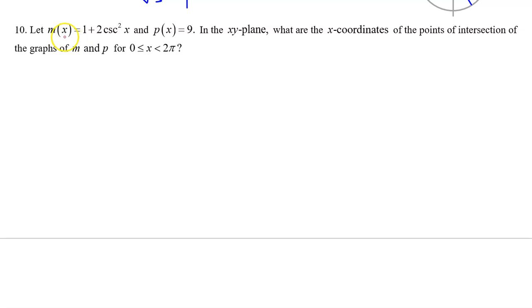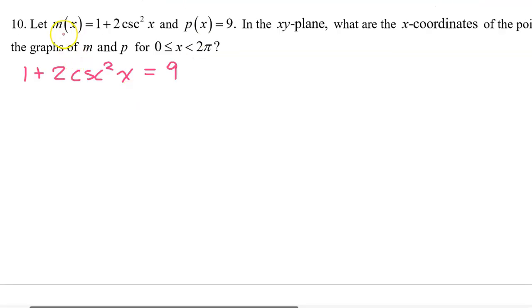Number 10. Let m of x equal 1 plus 2 cosecant squared x and p of x equals 9. In the xy plane, what are the x-coordinates of the points of intersection of the graphs of m and p between 0 and 2 pi? Let's set m of x equal to p of x and solve. First, we subtract 1 from both sides. This leaves 2 cosecant squared x is equal to 8.